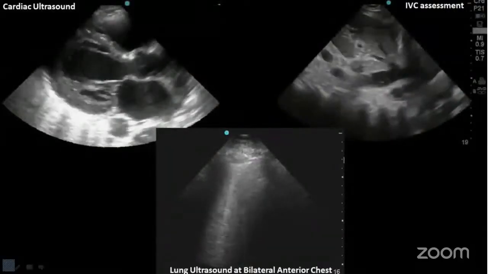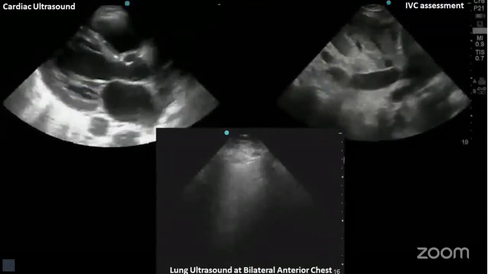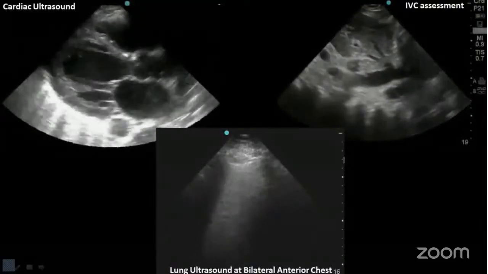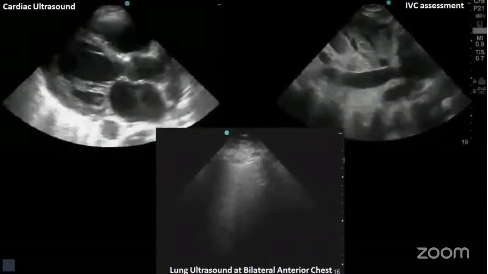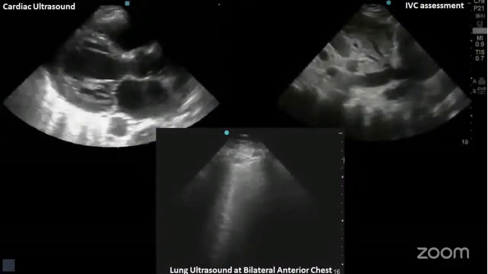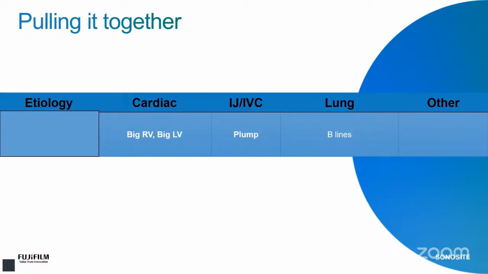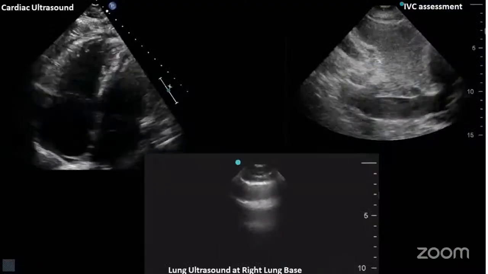And if I look at this, I say, oh man, I see a large left atrium and a large right ventricle. I see a dilated LV, and I see a plump, unchanging IVC and B-line pattern. So when I put this together, I might think big RV, big LV, plump IVC, B-lines. That's cardiogenic shock until proven otherwise.